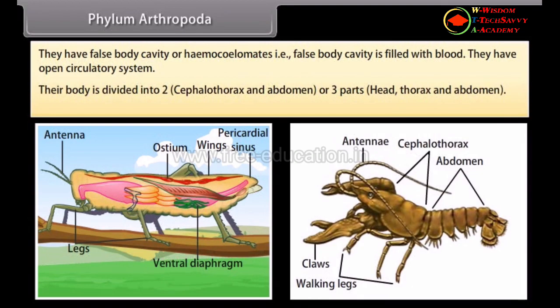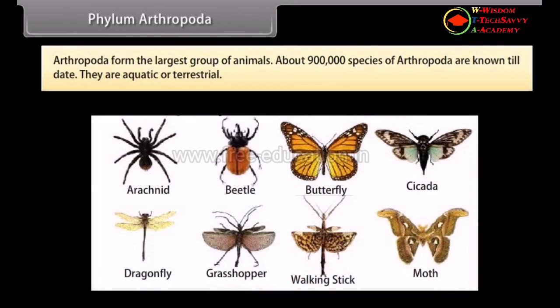Their body is divided into two, cephalothorax and abdomen, or three parts, head, thorax, and abdomen. Arthropoda form the largest group of animals, about 9 lakh species of arthropoda are known till date. They are aquatic or terrestrial.